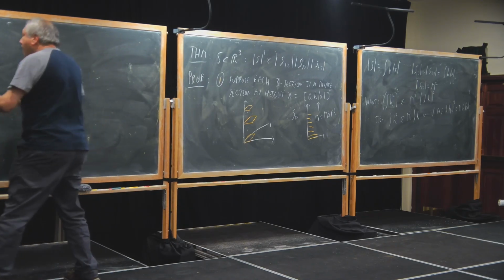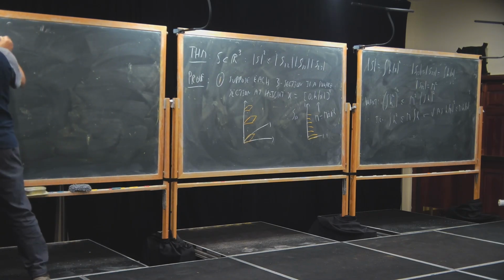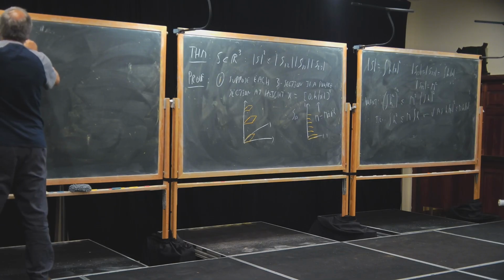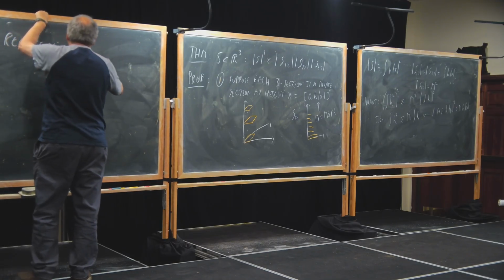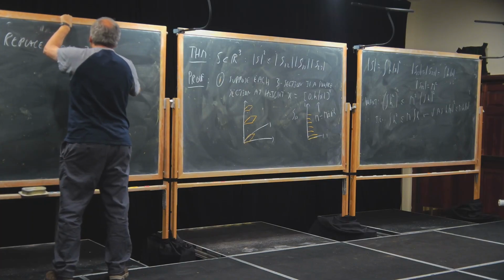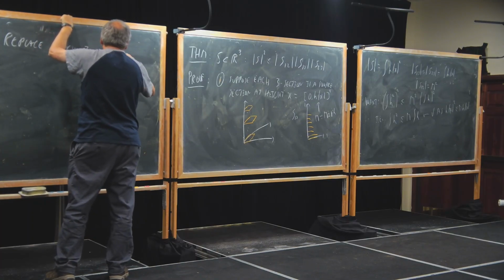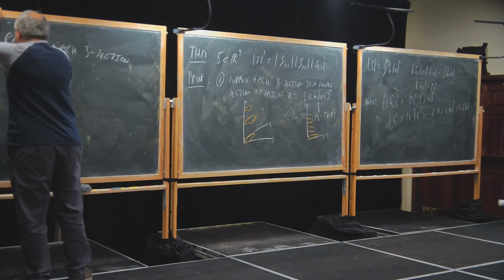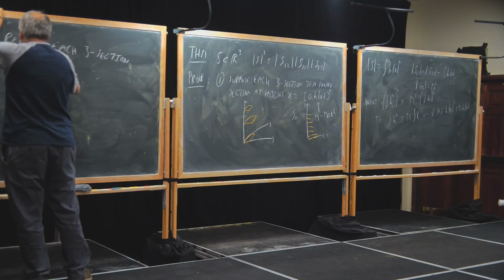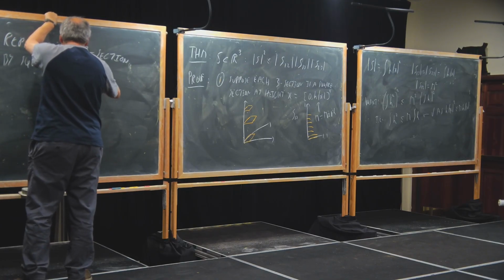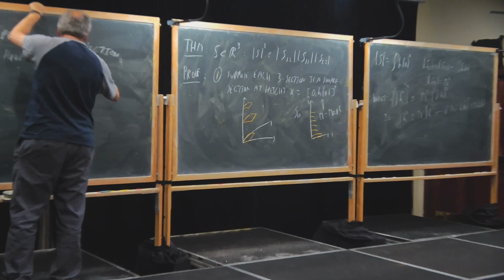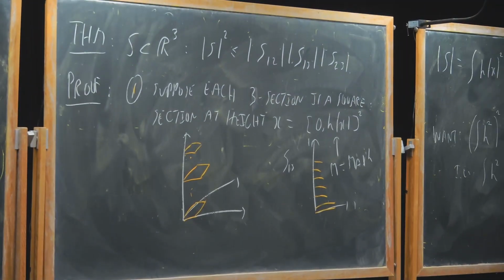So we're taking our S and going to replace each 3-section by a square of the same area. Does that make sense?